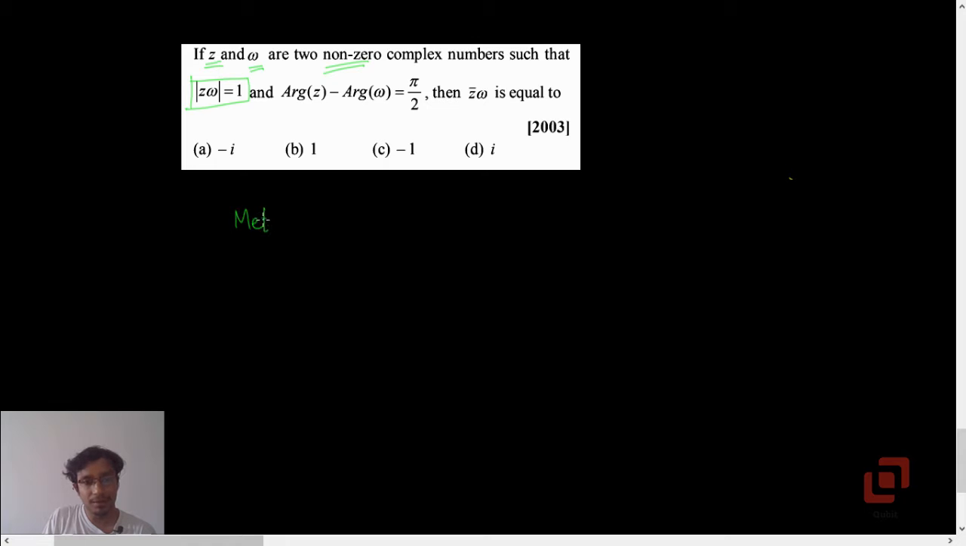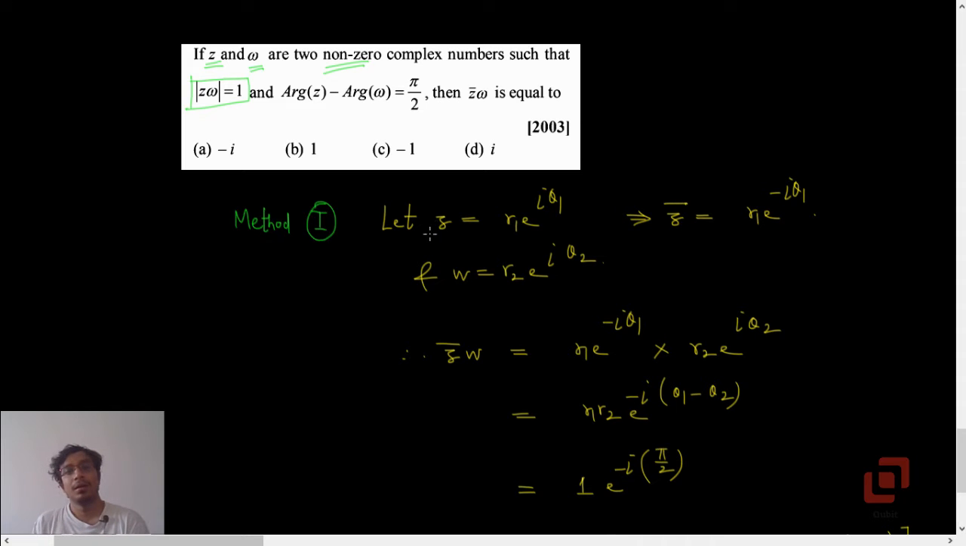This is the first method, method 1. Here we are using the complex exponential representation or the Euler's formula. So I am assuming that Z is R1 e to the power I theta 1. So its complex conjugate Z bar will be R1, same modulus, but the argument will be negative theta 1. So Z bar will be R1 into e to the power minus I theta 1. And we had to write Z bar because we want to find the product of Z bar and W. That's the reason I have written Z bar separately.